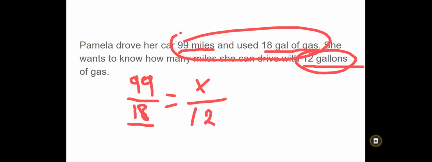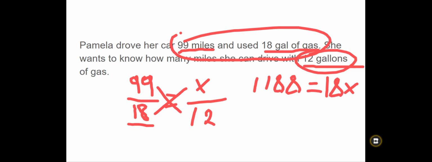Now I can do what I usually do, just cross multiply and divide. So I'm going to do 99 times 12, and that's going to give me 1,188. Set that equal to 18 times X. Whenever we multiply a number and a variable, all they do is come together. So 18 times X is going to give me 18X.